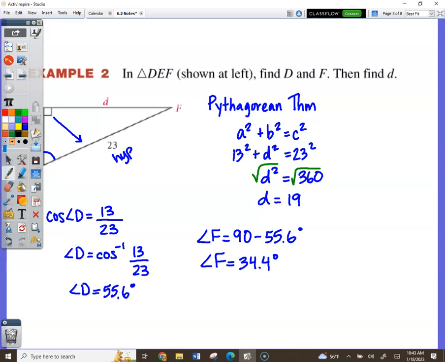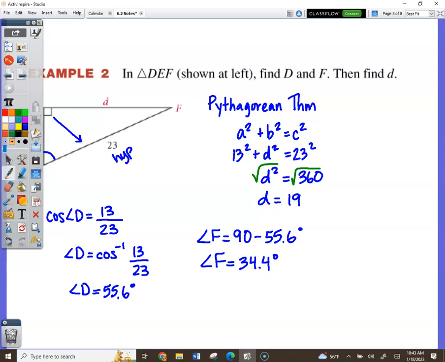I think the biggest thought process is in that first trig function where you have to be strategic in determining which one to use. Any questions on those?